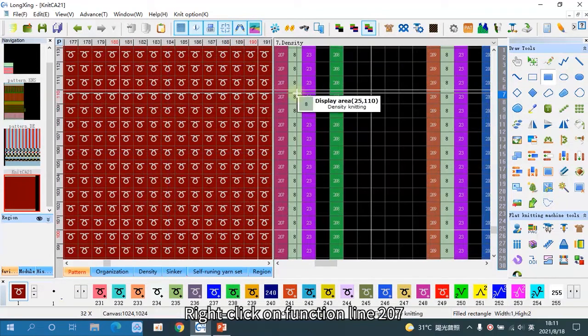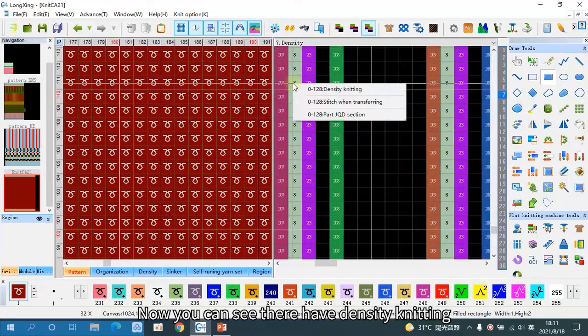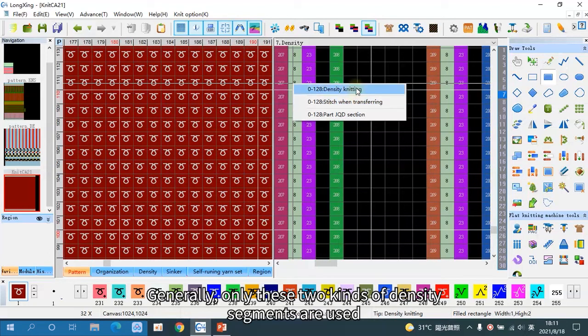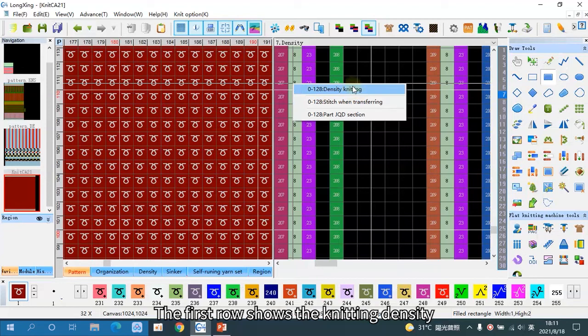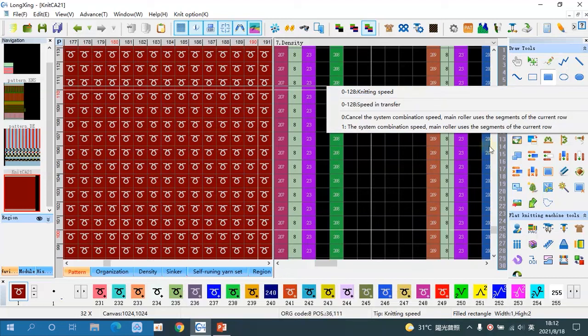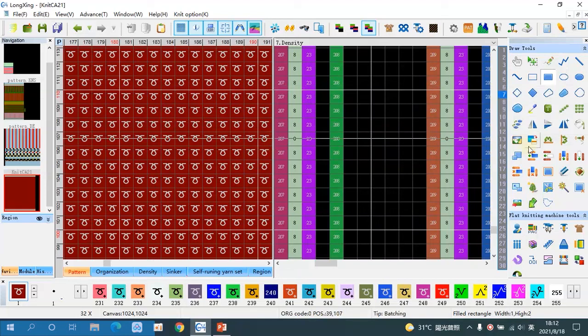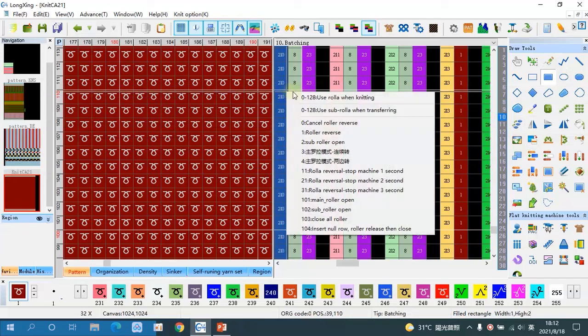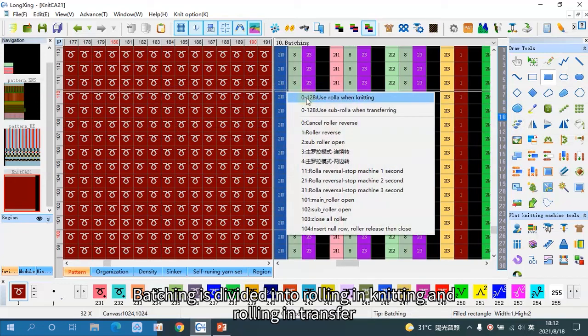Right-click on function line 207. Now you can see there is density knitting, stitch when transfer. Generally, only these two kinds of density segments are used. The first row shows the knitting density. The second row shows the transfer density. Similarly, the speed is divided into the knitting speed and transfer speed. Batching is divided into rolling in knitting and rolling in transfer.